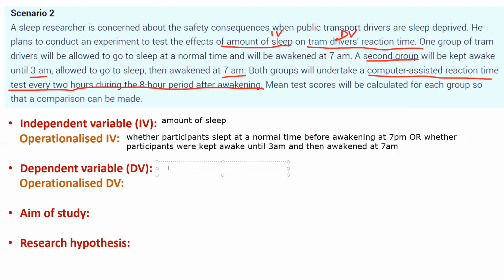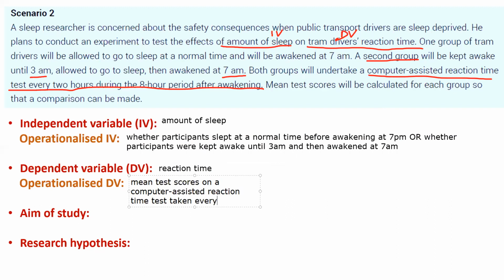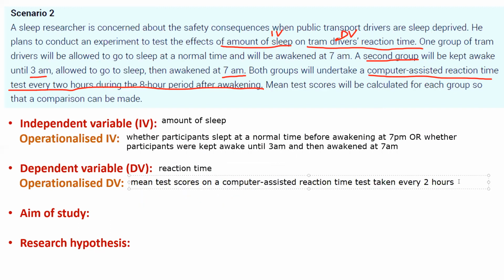The DV, the non-operationalized DV, is just the reaction time of the tram drivers. So just reaction time. And how we're operationalizing that DV is that we are measuring the mean test scores. So the mean test scores on a computer-assisted reaction time test taken every 2 hours in the 8-hour period after awakening.